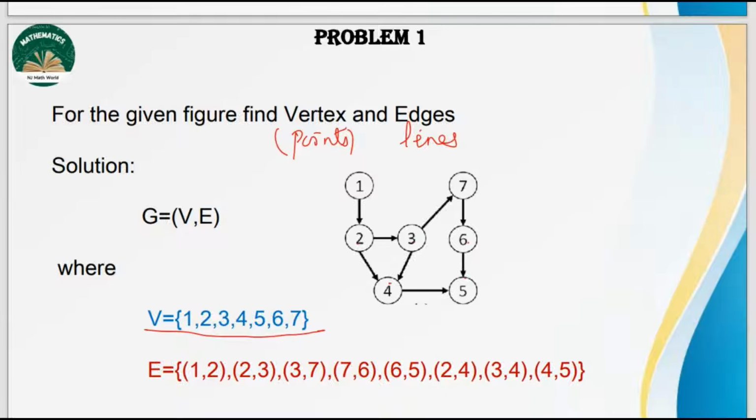Then how do we write edges? An edge is nothing but the path which moves from one node to another node. So it is from 1 to 2, giving 1 comma 2, then 2 to 3, then 3 to 7, then 7 to 6, then 6 to 5, then 2 to 4, then 4 to 5, then you have 3 to 4. So these are the edges, and this is how we represent them in the form of a graph.